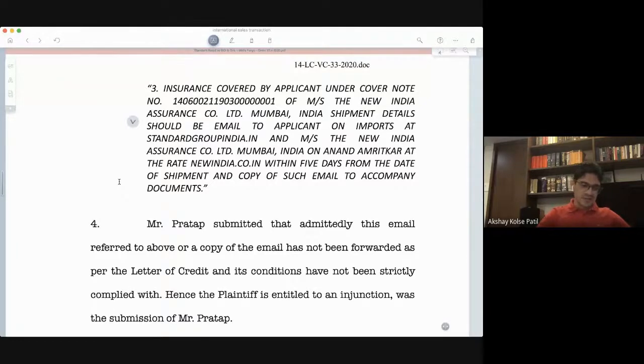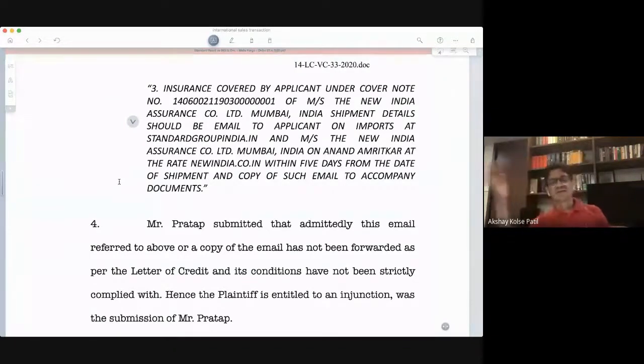But that doesn't matter, because, for example, under the UCP, since the bank deals only with documents, the UCP provides under Article 34 that a bank assumes no liability or responsibility for the form, sufficiency, accuracy, genuineness, falsification, or legal effect of any document. So the bank, and I was appearing for the bank in this case, said that, listen, we have received a copy of an email, and that is sufficient as per the UCP, and the court accepted this document.